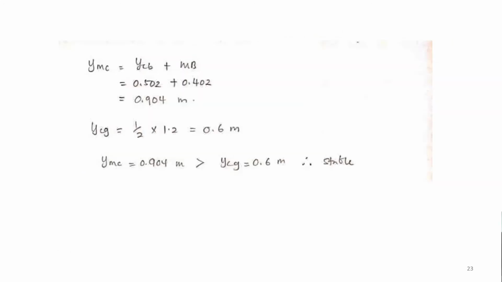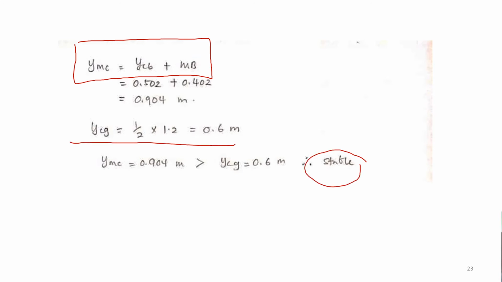Okay, then we determine the YMC using the formula of YCB plus the MB. Then only we can compare the YCG with the YMC. Okay, then YMC is larger than YCG, so it is considered as stable. Okay, this one actually YCG is given. Or if it's not given, you can just calculate it half from the H, total height of the boat. Okay, these are the steps, so I hope you can remember the steps for determining stability of floating bodies.